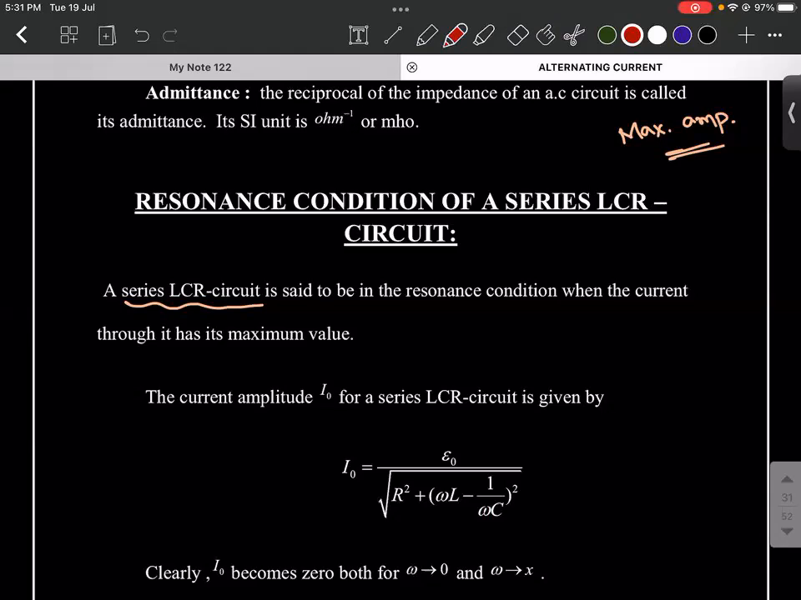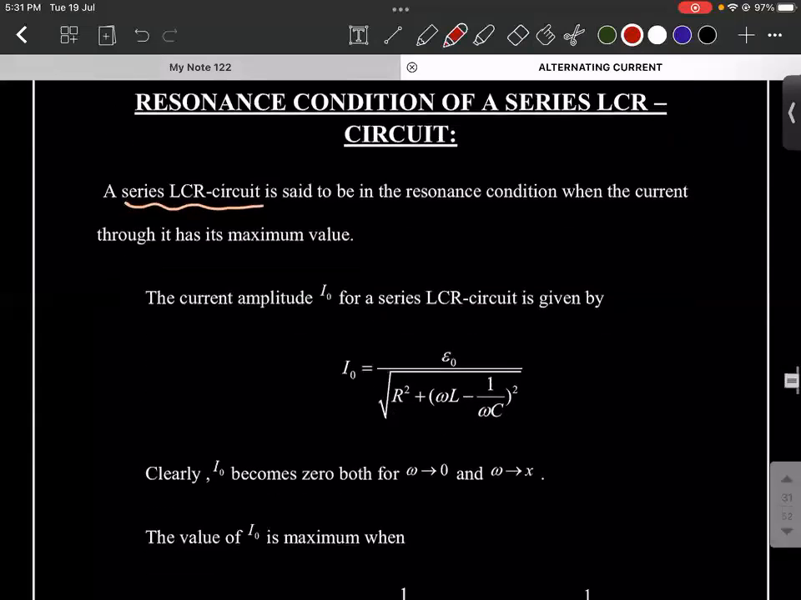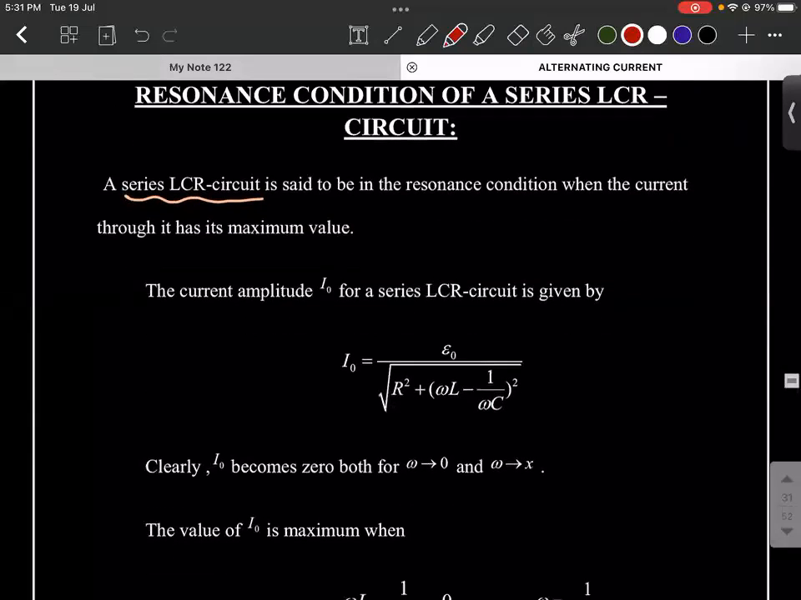So a series LCR circuit is said to be in resonance condition when the current through it has maximum value. Now let's say this is the mathematical expression for current. The current amplitude, if I take it to be I naught, in the series LCR circuit, what is the relation between I, E and Z? So I is equal to E divided by Z. Can I write it like this? So if I put I naught here, can I write it as E naught divided by Z? Right? So this will be equal to I.